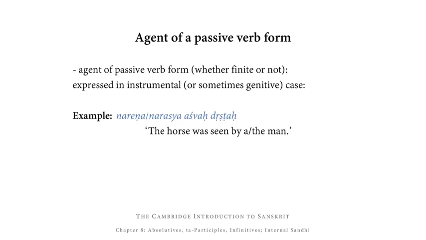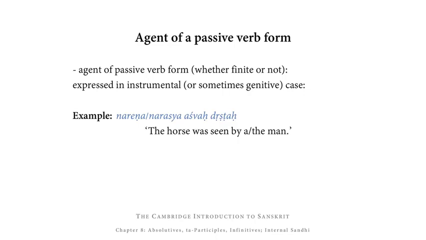Now, when you have a passive verb, you may want to express by whom something was done. So, for example, by whom the city was seen. And in Sanskrit, you can do that by means of a noun standing either in the instrumental or in the genitive case. So, for example, narena or narasya ashvach drishtach. Drishtach means having been seen. It's the ta participle of drish.